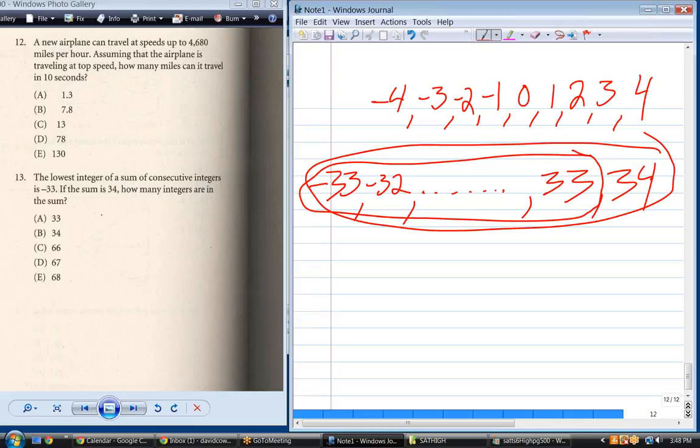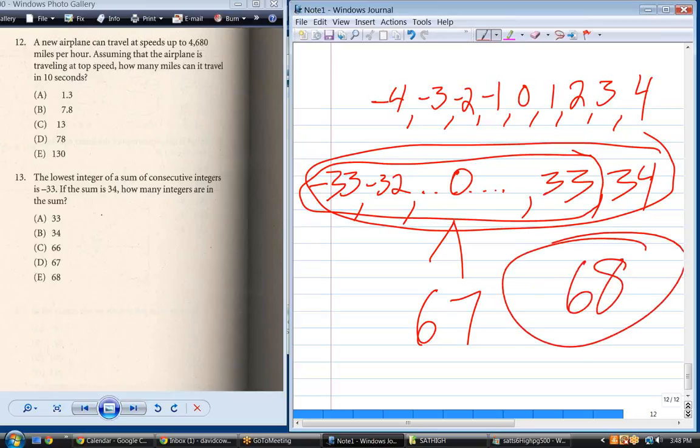Oh. So how many... we're not done yet. How many digits did we have from negative 33 to 33? 66. So 67. Count 0. Okay. So the answer is 68. In other words, there were 67 digits from minus 33 to plus 33. That's the 68th digit. And that is a very typical problem.